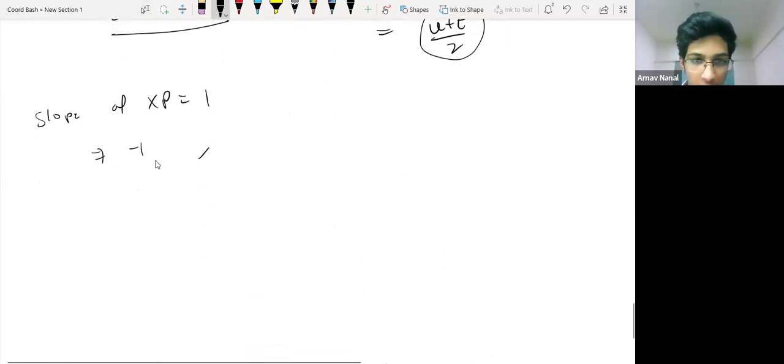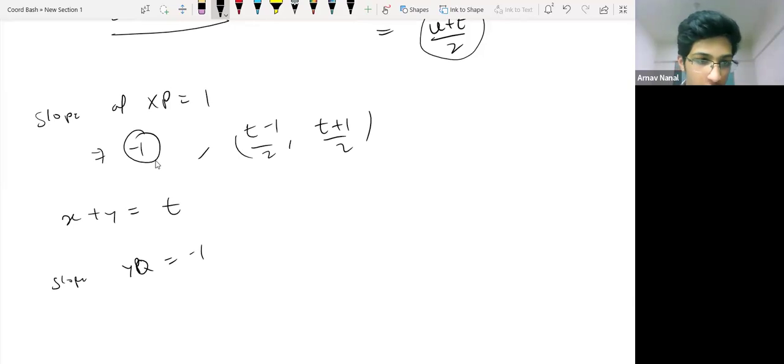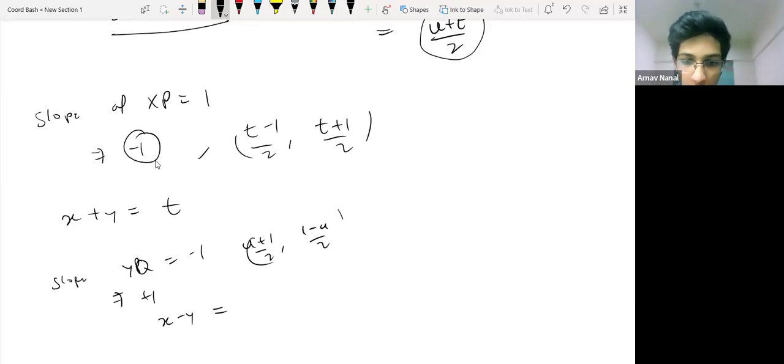So now, the point is (t − 1)/2, (t + 1)/2. This would also have slope minus 1, so it's always x plus y is constant. So you get that x plus y is equal to t. And for the slope of the other line, the slope of YP is minus 1, so the other slope has to be plus 1, and so it's always x minus y is equal to some constant. You have ((u + 1)/2, (1 − u)/2), and by that you will get that this is equal to u.